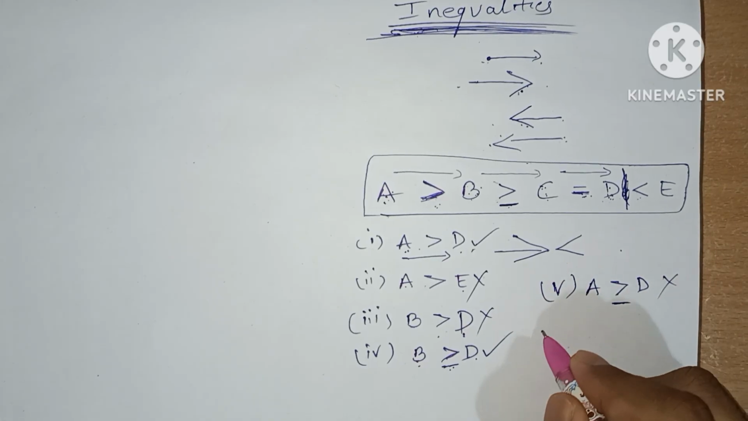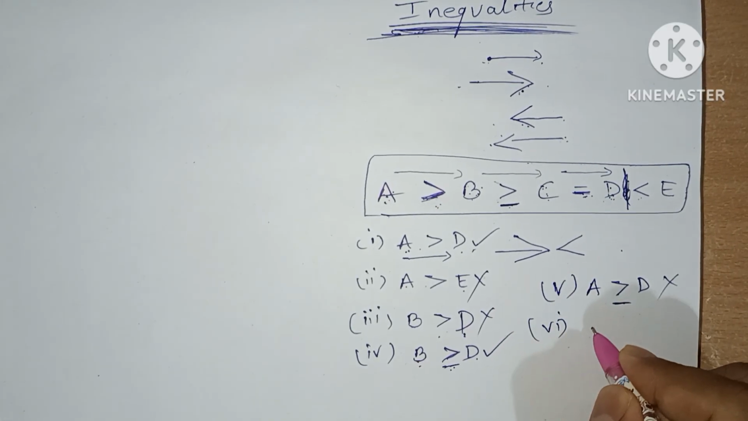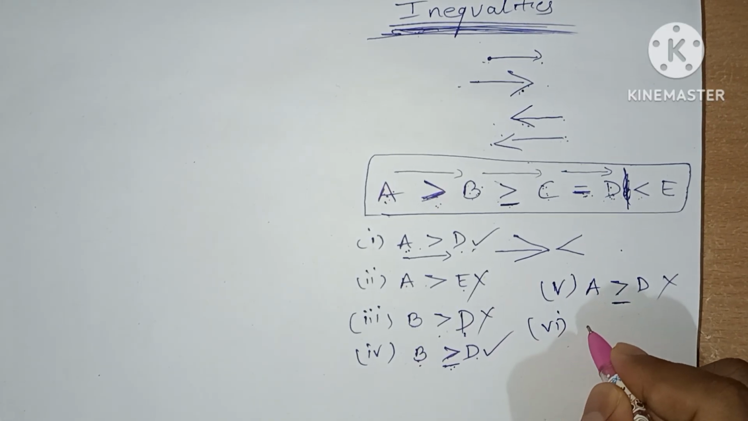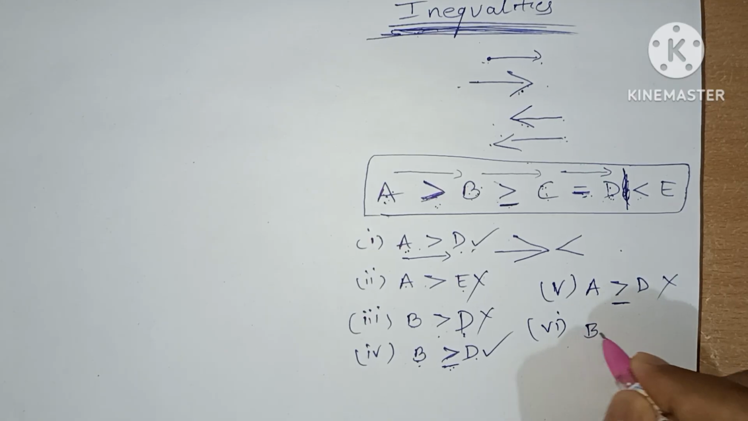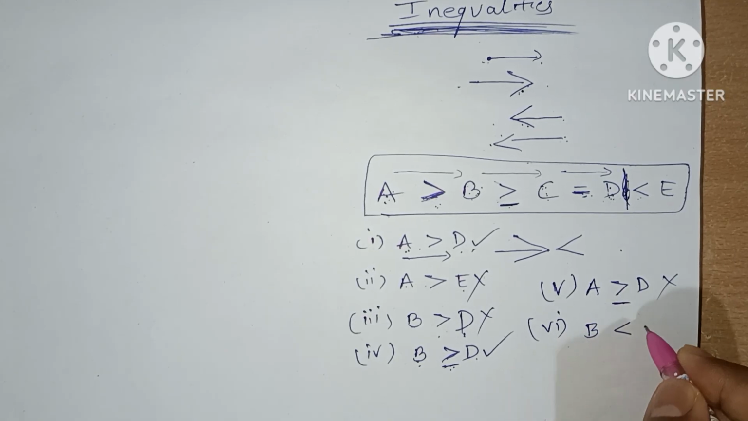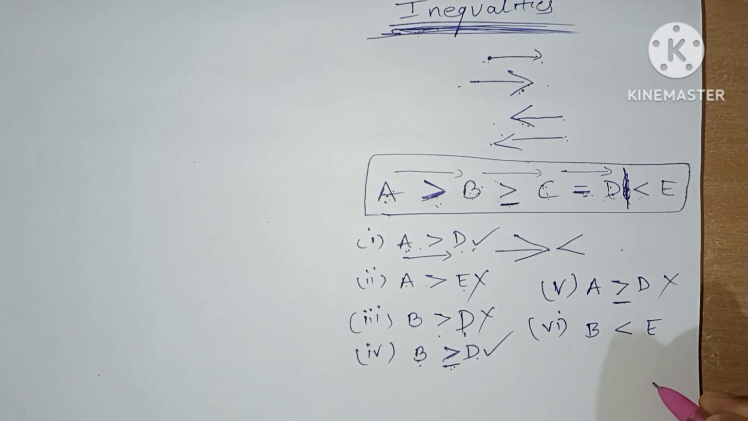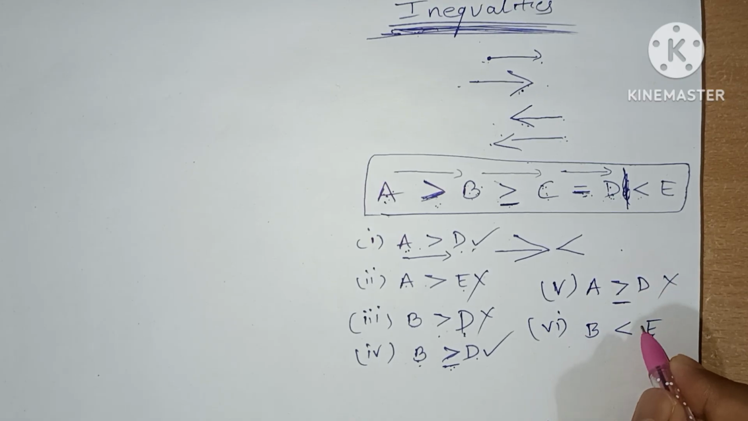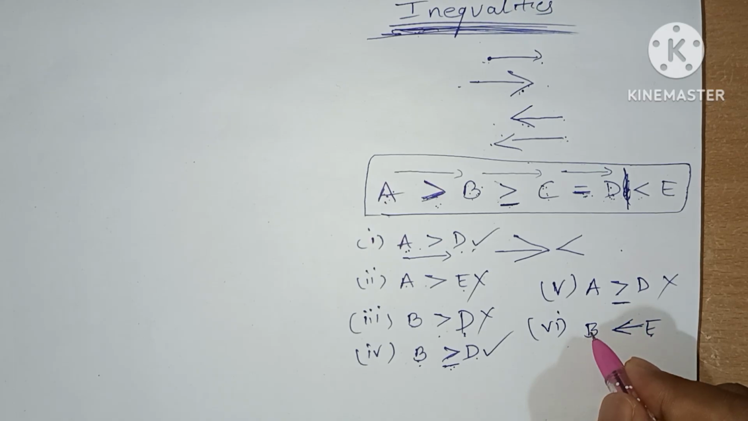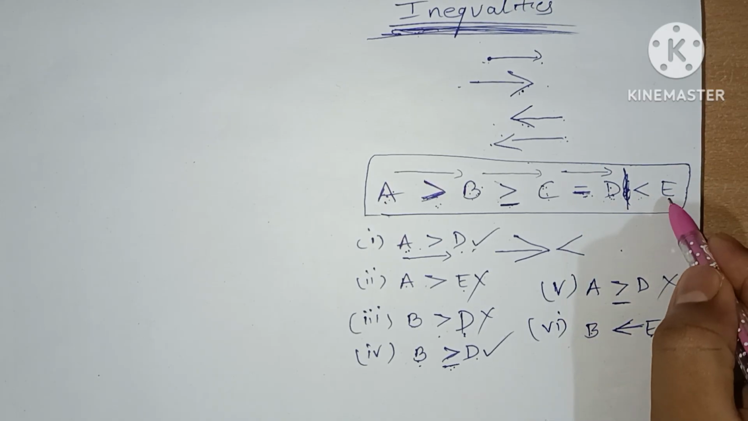Now let's see one more example. Is it possible to make b lesser than e? It means what we see is the flow from e to b. We see the direction like this, from e to b. Can we reach from e to b?